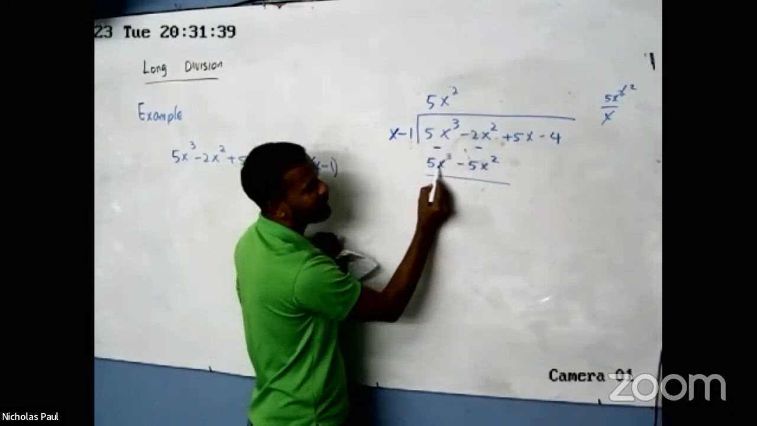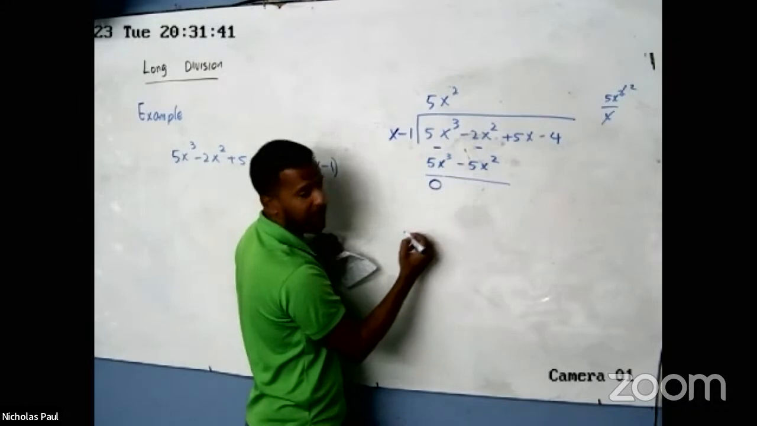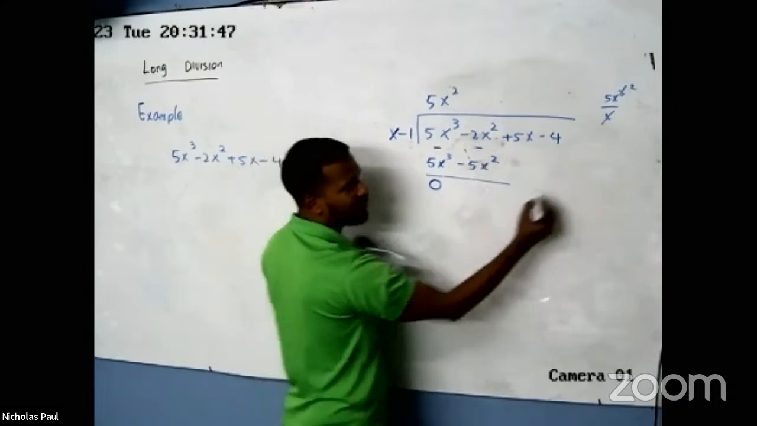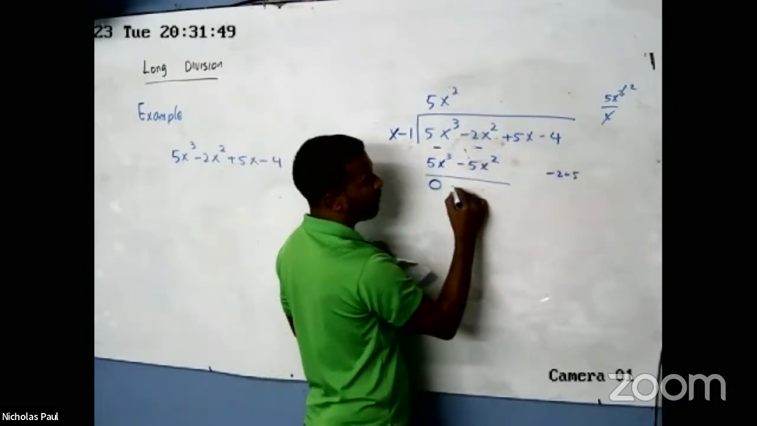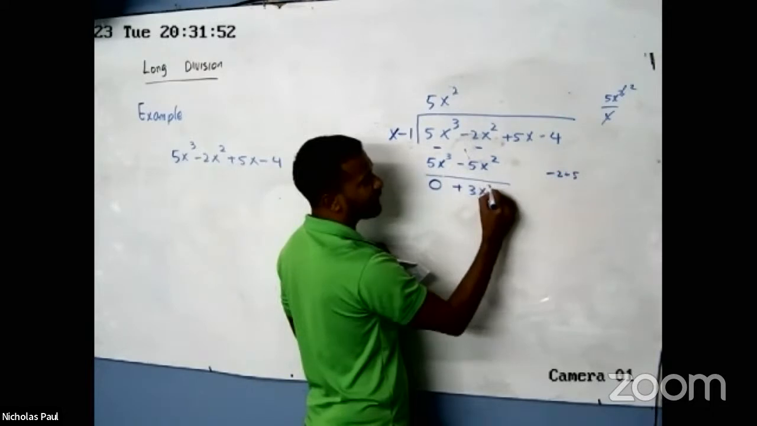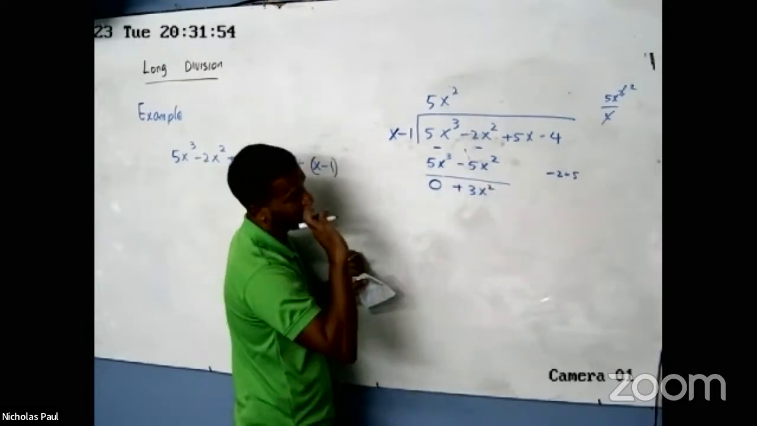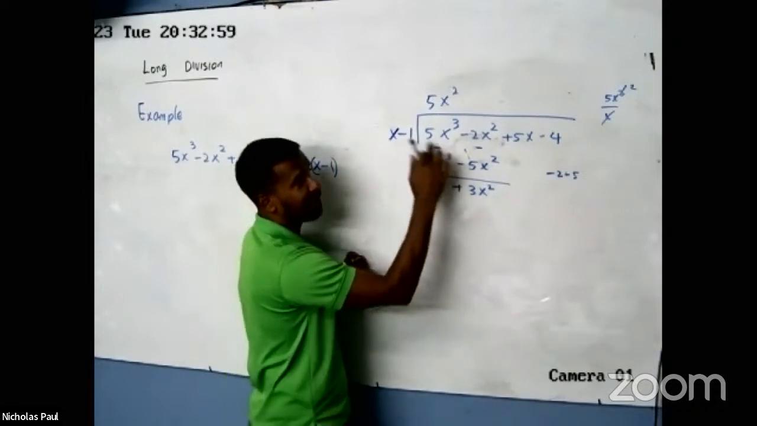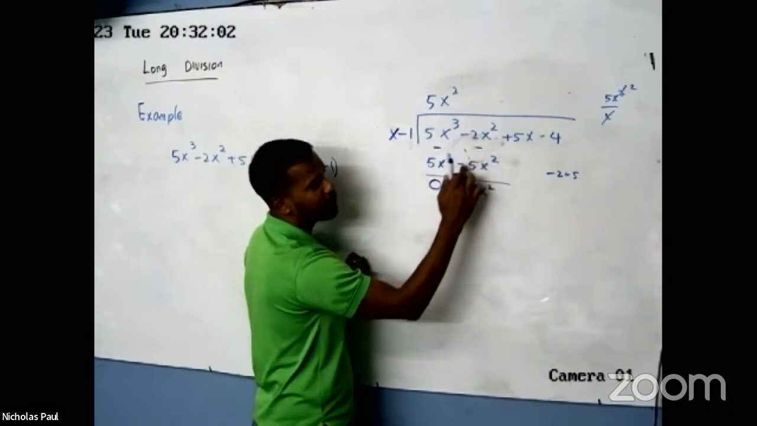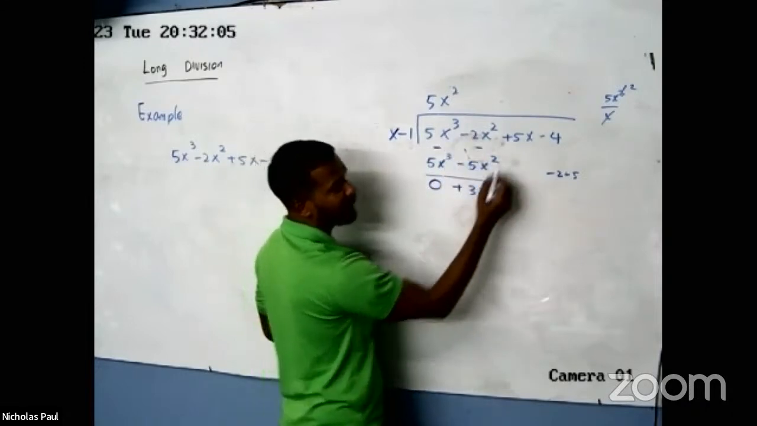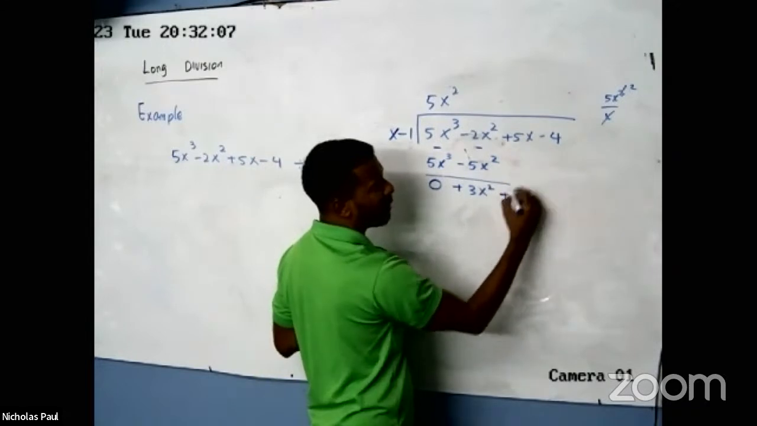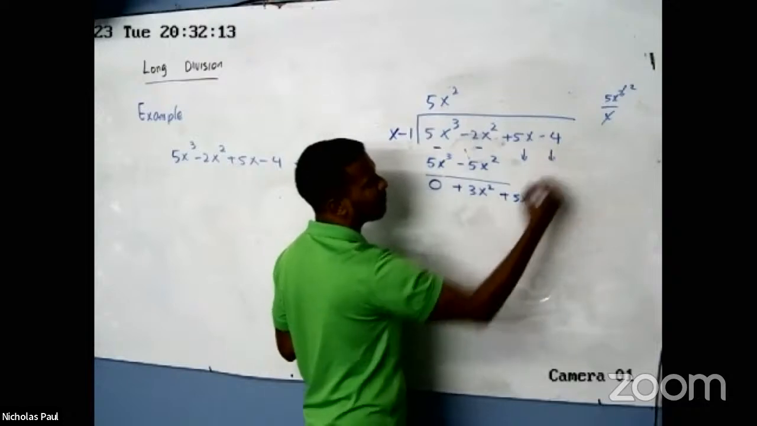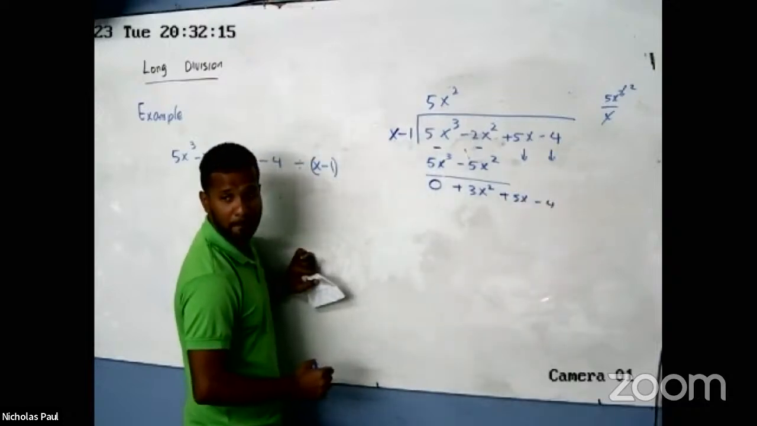5x cubed minus 5x cubed, that's 0. Minus 2x squared minus, and a minus is a plus. So really and truly it is minus 2 plus 5, which is plus 3x squared. Okay? Look at that. Here's where people make mistakes. This part here, 5 minus 5 is 0, minus 2 minus 5 plus 3. And then when you finish, bring down the 5x, bring down the minus 4. Okay? Are we done? Nope.